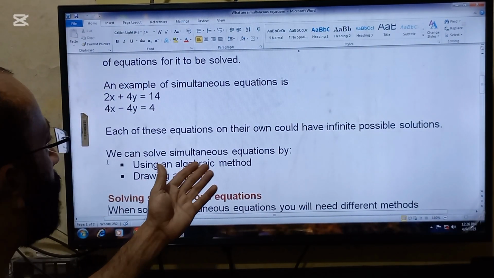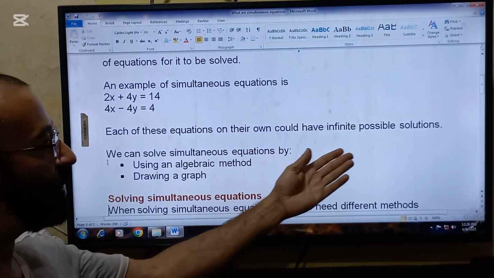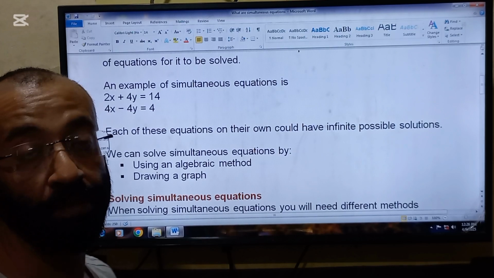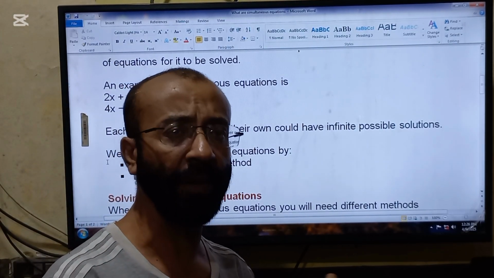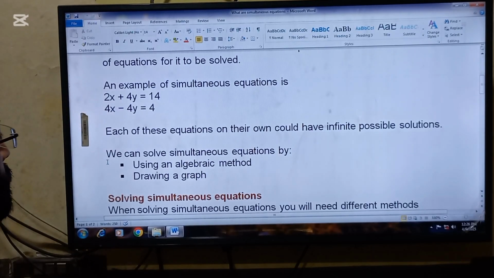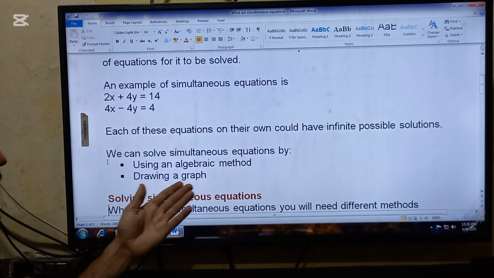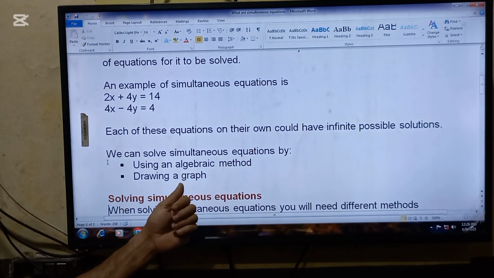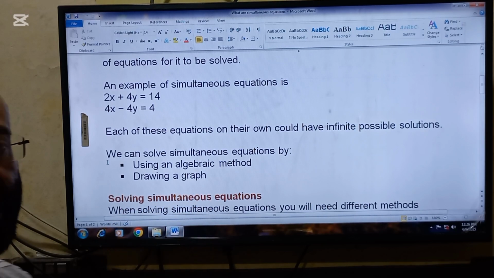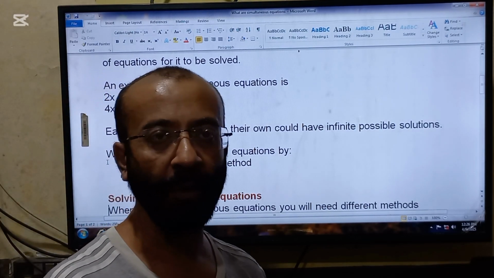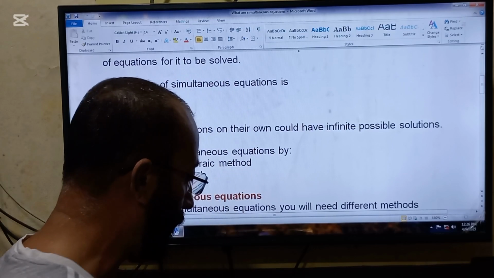Each of these equations on their own could have infinite possible solutions. So the solutions can be infinite. There are more than one solutions. We can solve simultaneous equations by using, number one, an algebraic method, and number two, drawing a graph. But today's lecture will be about the algebraic solution.